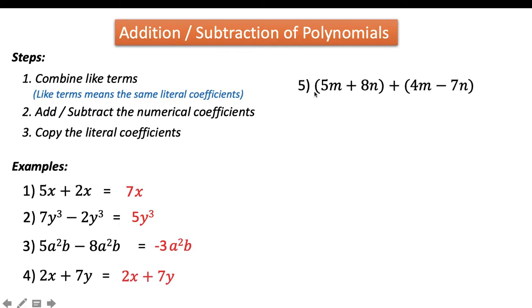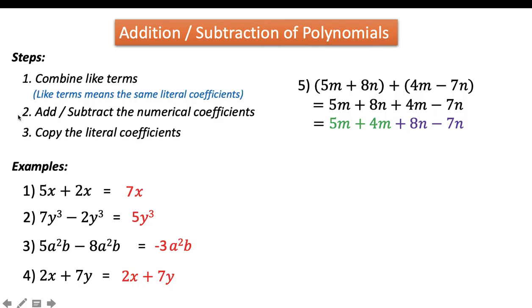In given number 5, quantity 5m plus 8n plus quantity 4m minus 7n, if we have grouping symbols in our expression, it means there is a priority. But the problem is we cannot add or subtract the terms within the parentheses because they are different terms. So we are going to regroup them, and we will start by removing the parentheses. Then, we can now combine like terms. So we can combine positive 5m to positive 4m, then positive 8n to negative 7n.